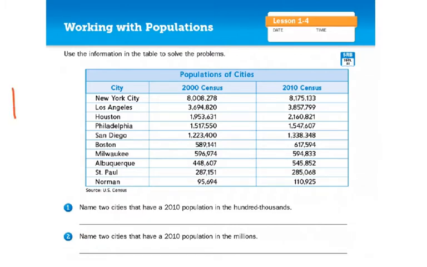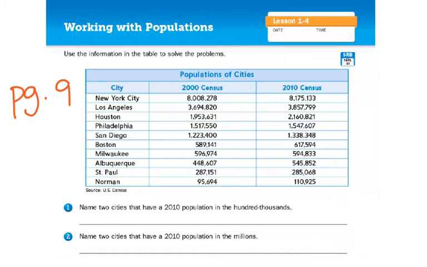Today we're going to work together on journal page 9. So go ahead and open up your math journal. At the top it says working with populations. Use the information in the table to solve the problems.